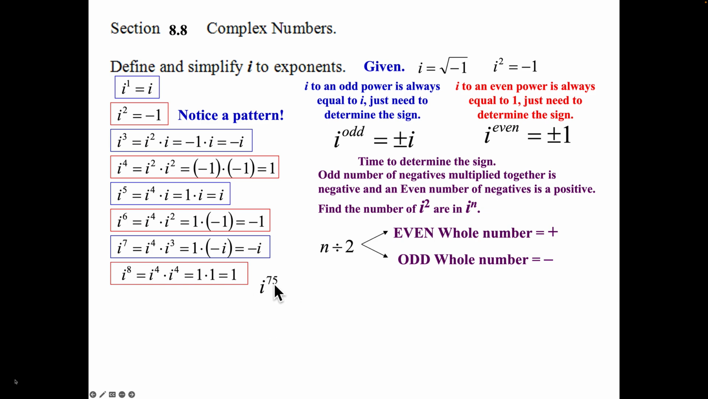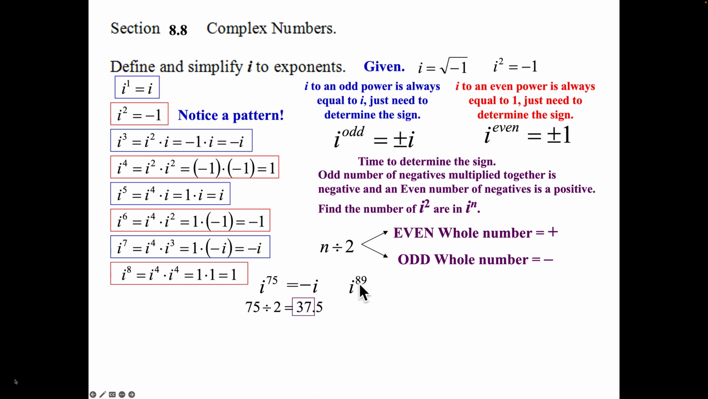i to the 75th power. Because 75 is odd, I know my answer is i. I just have to figure out the sign. So right below this, you are going to write down 75 divided by 2, enter it in your calculator, and you get 37.5. Now, I only want to look at the whole number, so ignore the decimal part. 37 is odd, therefore my answer is negative, and you put a negative in front of the i.